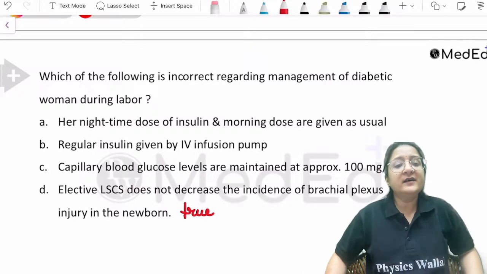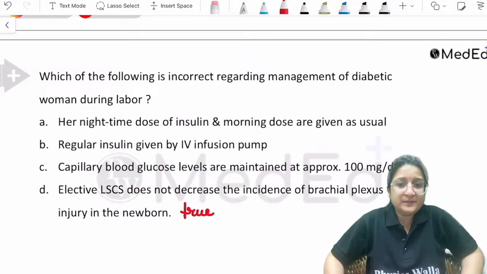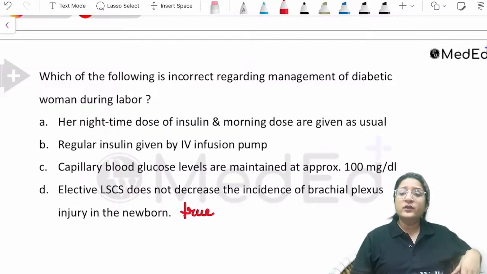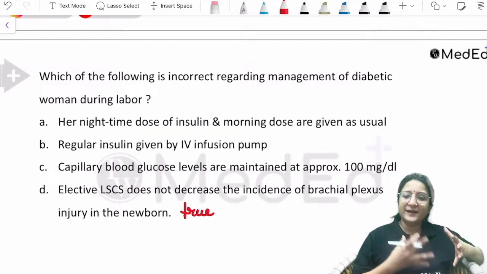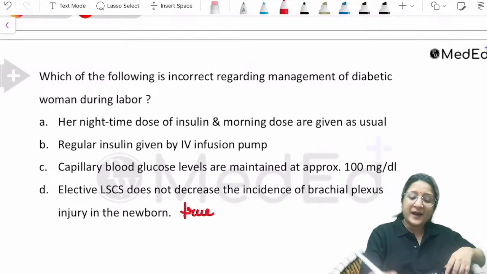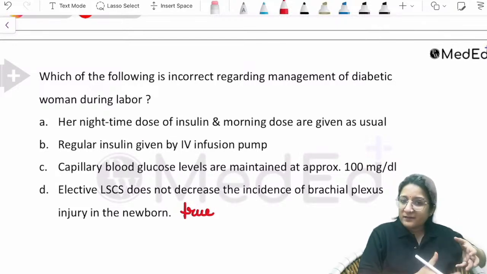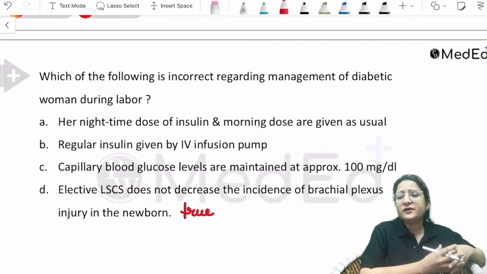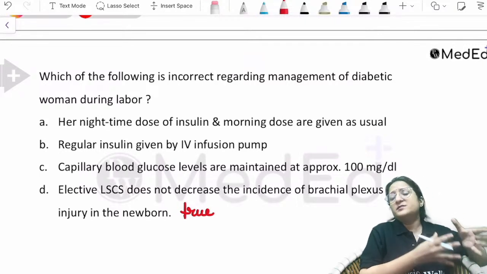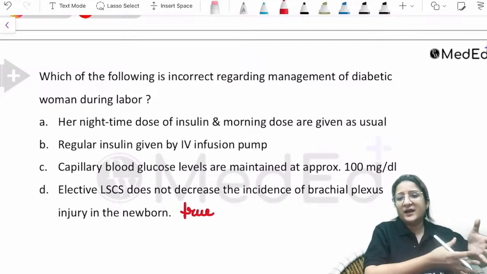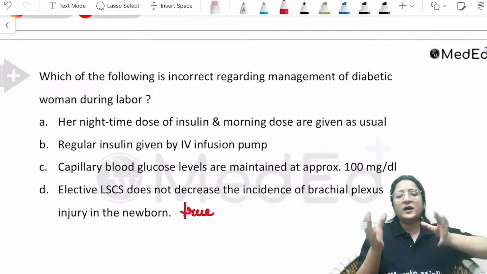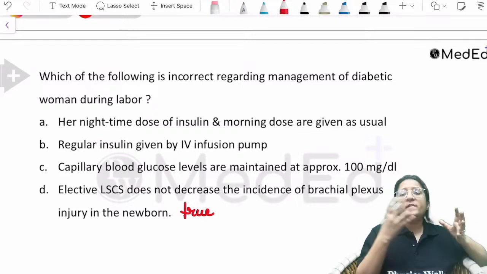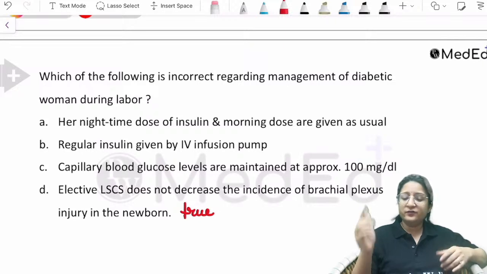Okay, now regular insulin is given by IV infusion pump. That makes sense. In the entire labor duration, we have to maintain blood sugar control. So we have to give regular insulin, which can only be given IV. The best way to give it is by IV infusion pump, so that repeated injections need not be given. We are checking the blood sugar levels every 1 to 2 hours, and to titrate like that, we would have to give injections so many times. So it is better to give it by IV infusion pump.